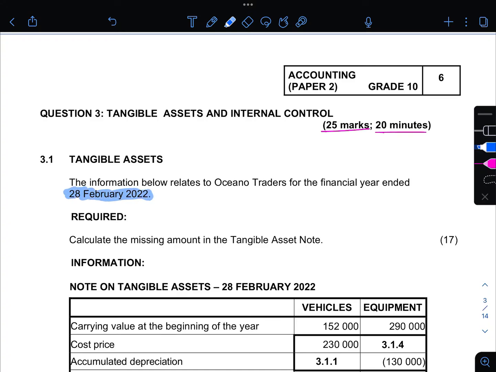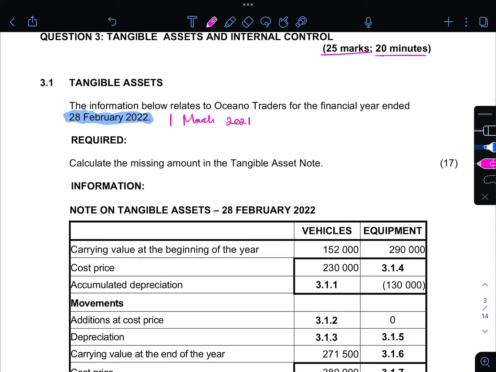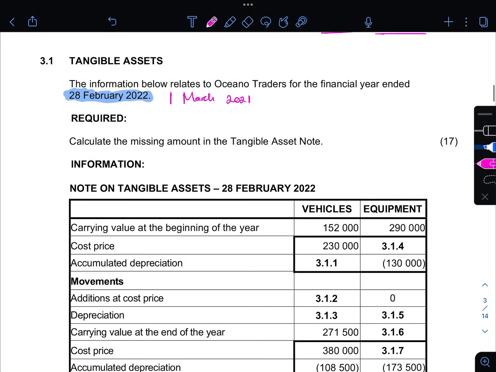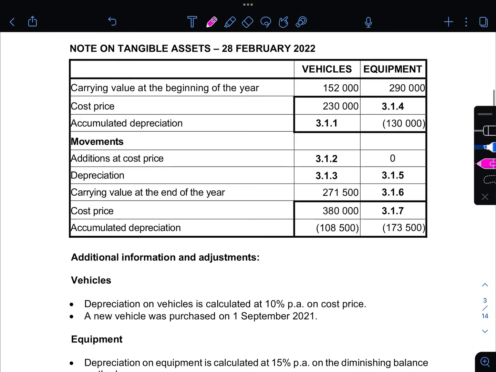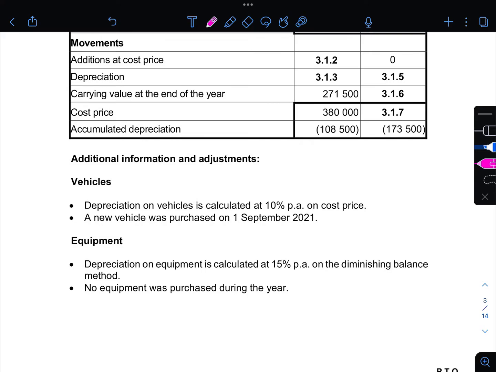It's really important to know when your year ended and when your year started. If our year ended on the 28th of February, it started on the 1st of March 2021. We are required to calculate the missing amount in the tangible asset note for 17 marks, so be careful of that. You are given the note on tangible assets at 28 February 2022, with vehicles and equipment, and additional information and some adjustments that we need to take care of.